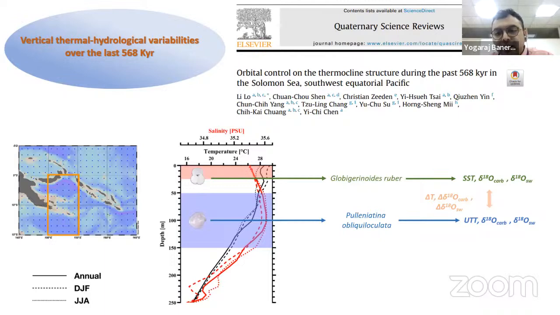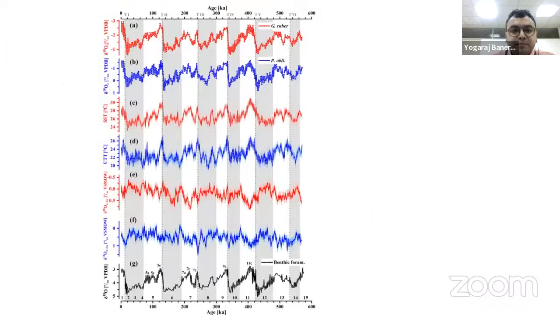Similarly, Pulleniatina obliquiloculata was used for upper thermocline temperature reconstructions, and using the stable isotope ratios, they calculated the delta 18O of the seawater. Then they tried to see the differences, depicted by delta T and delta 18O, like the difference in terms of temperature and the delta 18O of the seawater for this particular region over the 568 kilo year time frame. So this is their result.